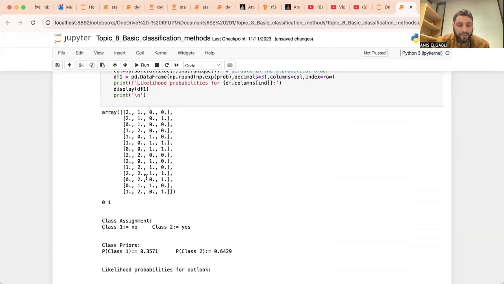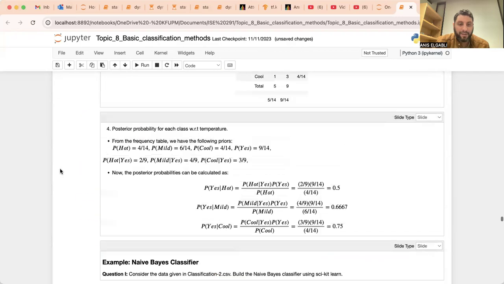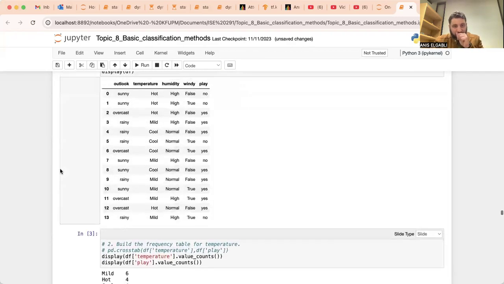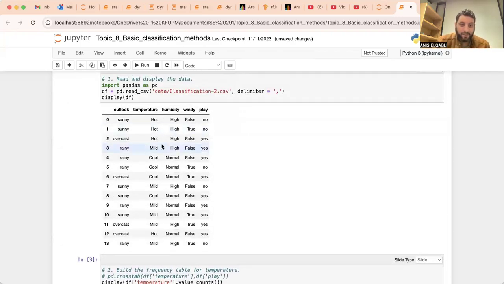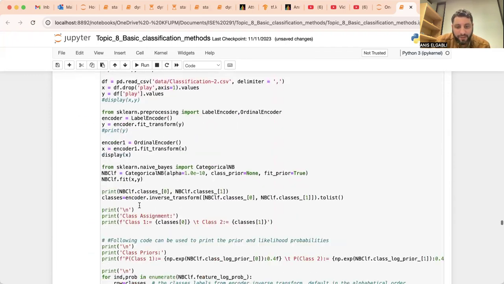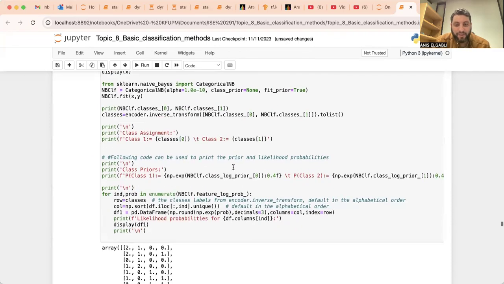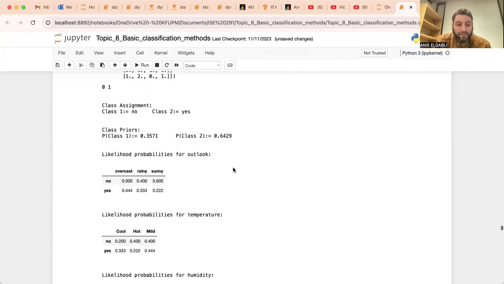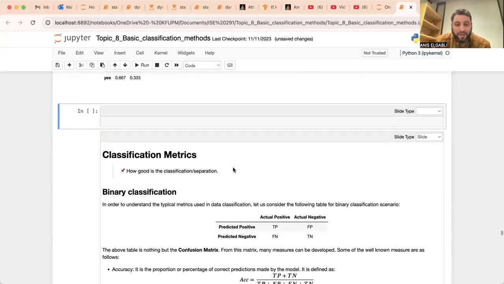Okay, and same for the second one. I think the second one was the temperature: hot, mild, and cool. Okay, that's it. Somehow I feel I forgot to mention something, but if I remember, next lecture I will go back to that. But that's the idea of the naive Bayes classifier.